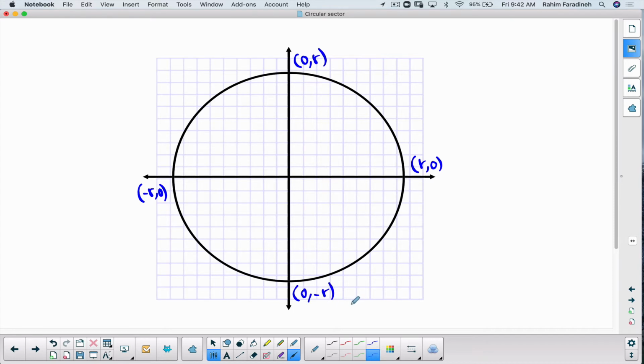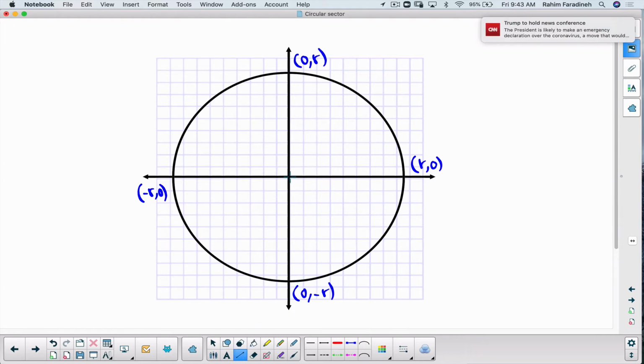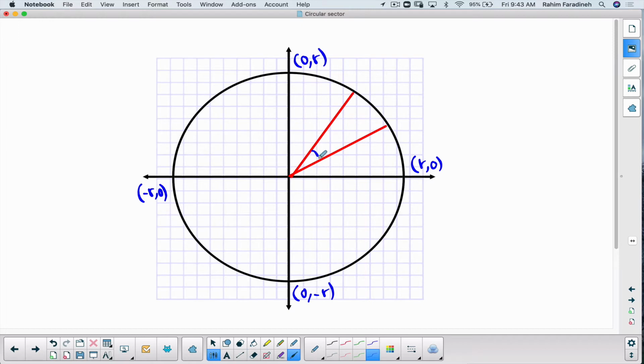A central angle is an angle that has a vertex at the origin and the side of it extends to the edge of the circle. And the central angle measures in radians. So the sides of this angle are also r, the same as the radius. And the portion of the circle that this central angle intersects has a length of s. Now this right here is our circular sector.